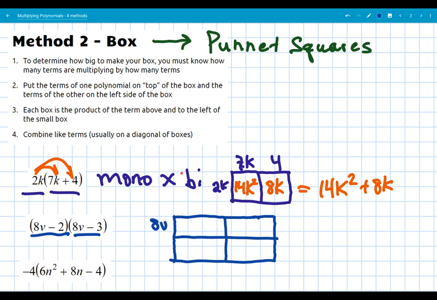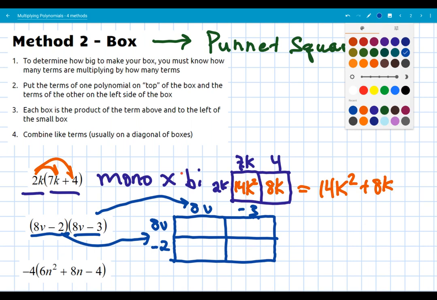(8v negative 2), 8v minus 3. Put the terms of one polynomial on top, that's the 8v minus 3, so this one went up on top, and the other polynomial put on the left side. Each box is the product of the term above and to the left of the small box. So let's see what this looks like.